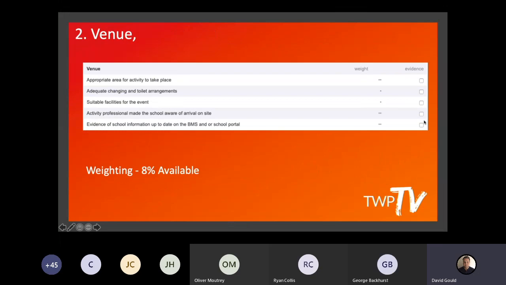We've got the venue. So this section alone is worth 8%. And like I said, at times it can be taken out of our control because obviously we aren't in charge of the actual venue itself. However, we as a lead of the session need to ensure that it is suitable for what we're delivering. So when we say activity area appropriate, what do you think I might mean by that? How can we ensure the area is appropriate for the activity to take place?